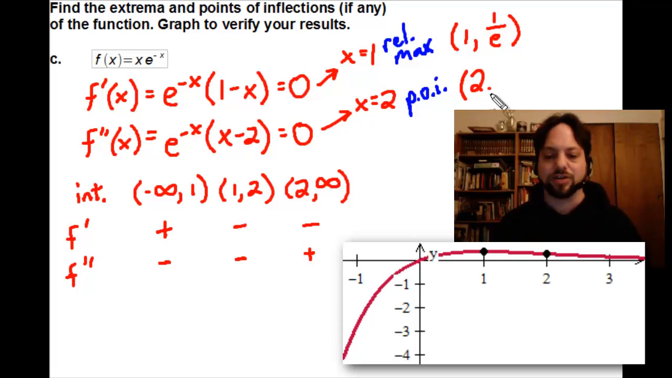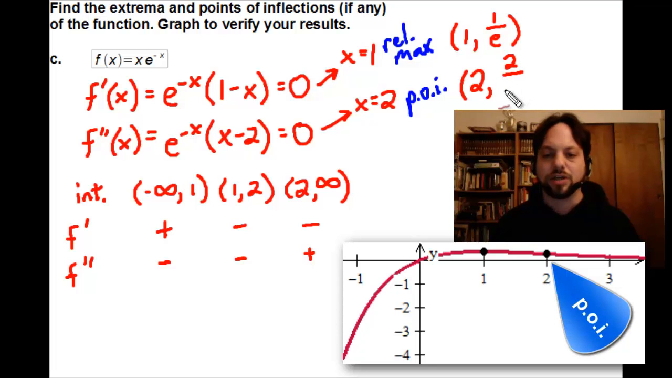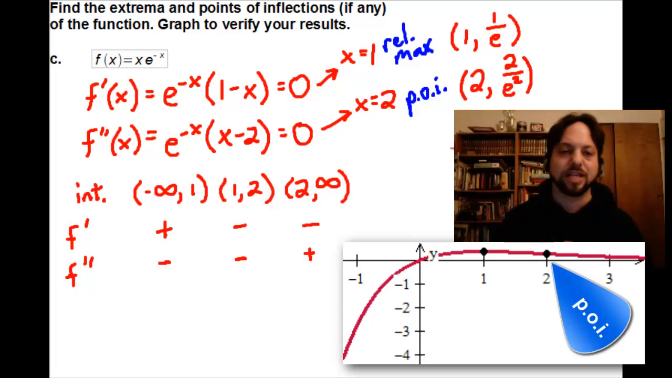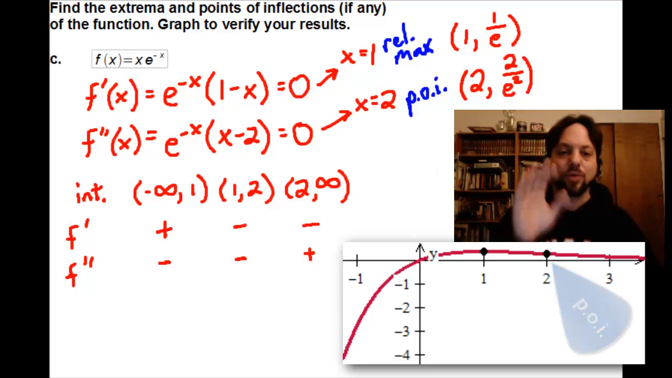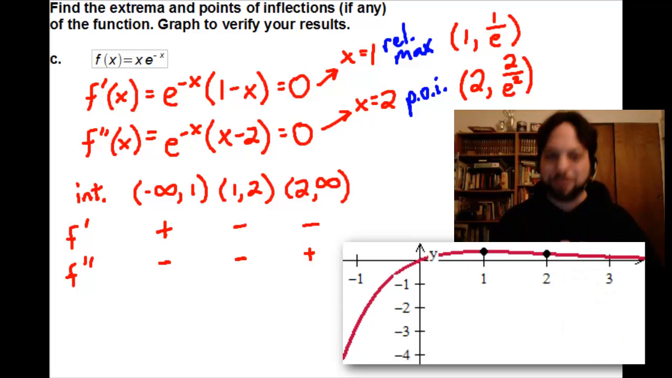Nevertheless, if you graph this in your calculator, you will see that there is a point of inflection there at the point 2, 2 over e squared. And again, that is the point that I have marked on the graph as well. So you can see that we do have a relative max, we do have a point of inflection. This is all stuff we've done in the past, but now with the exponential function, it becomes pretty cool.